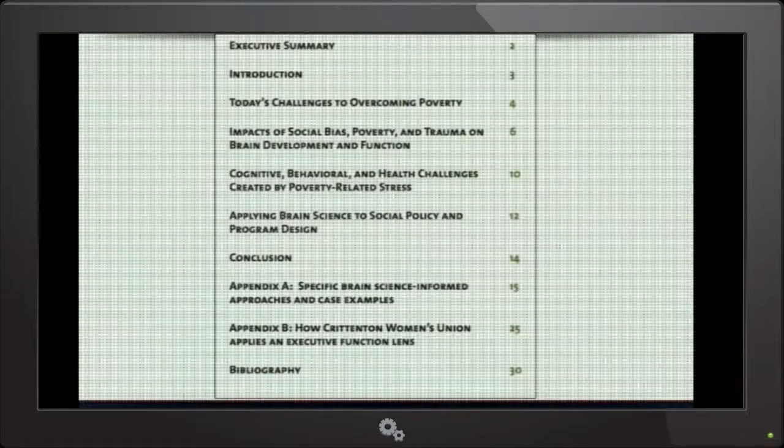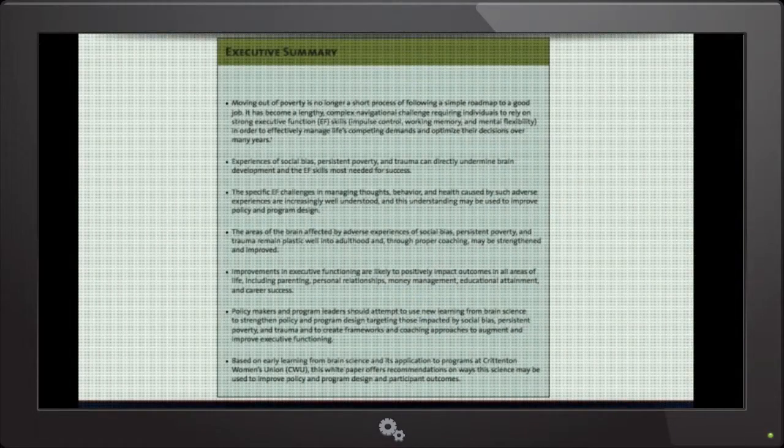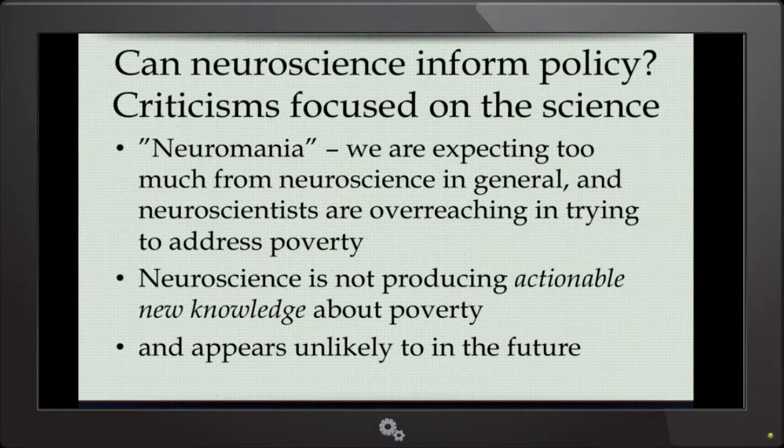And here's an executive summary of the kinds of things they talk about. You can see that neuroscience comes up here a lot. There's some more of the same. Okay, so can neuroscience really inform policy in these areas?